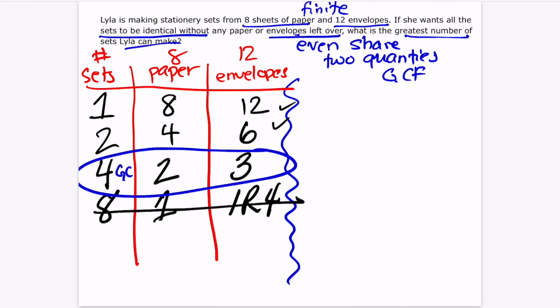So here is my greatest common factor. I can have 4 sets with 2 pieces of paper and 3 in each one.